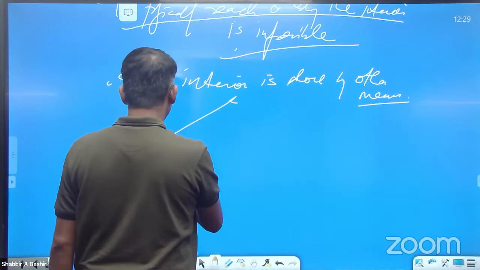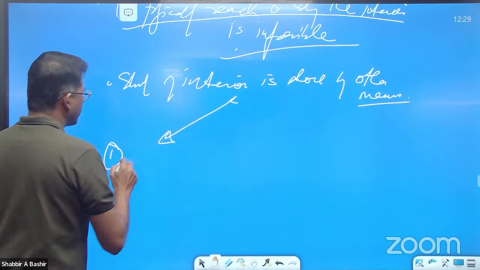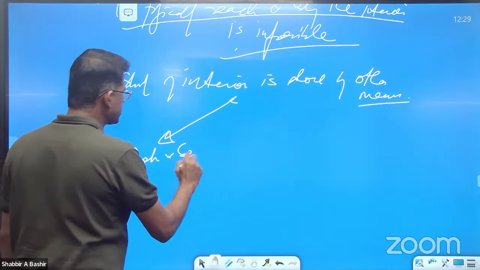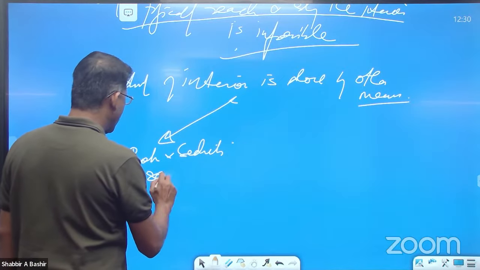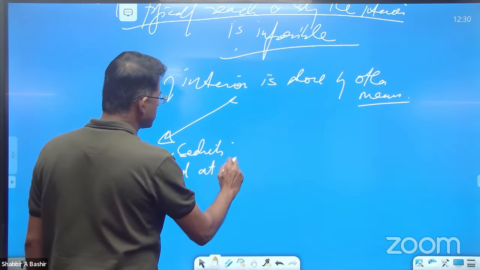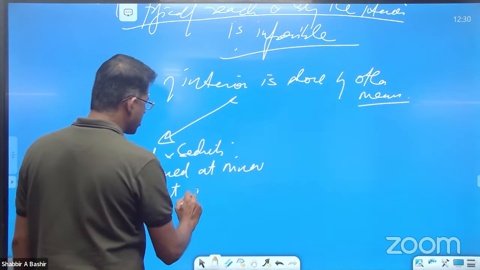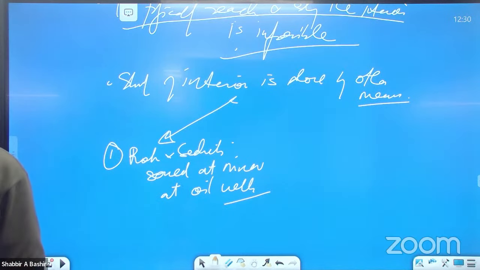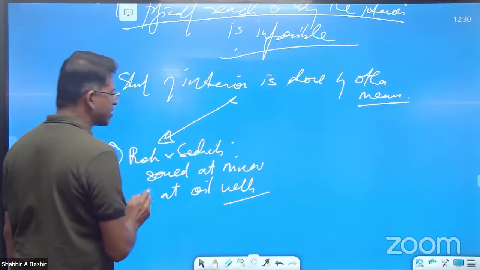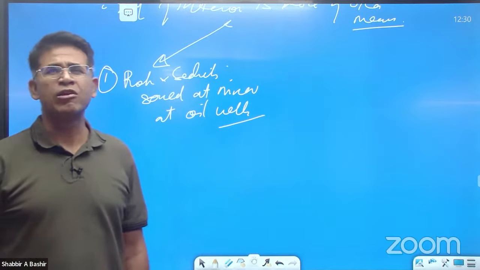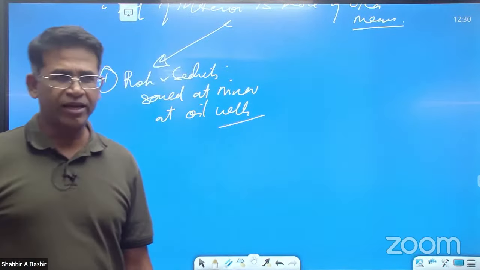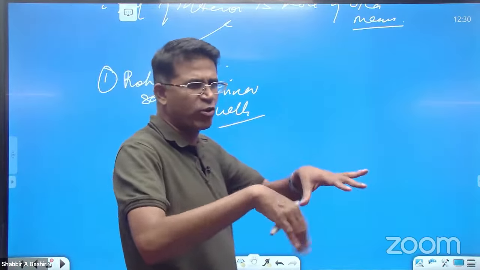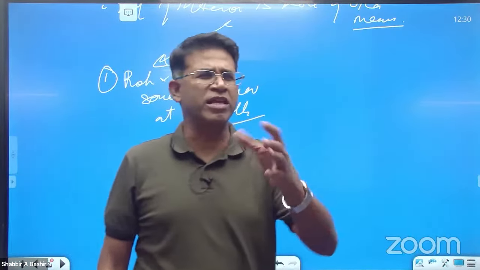The study of interiors is therefore done by other means. Other means mein kya hai? Okay, we study the rocks and the sediments sourced at mines, sourced at oil wells. ये भी बताते हैं कुछ ना कुछ हमें. You have sediments coming out from the Earth's interiors when you are mining, when you are drilling. So we study rocks and sediments sourced at the mines and at the locations of the oil wells.